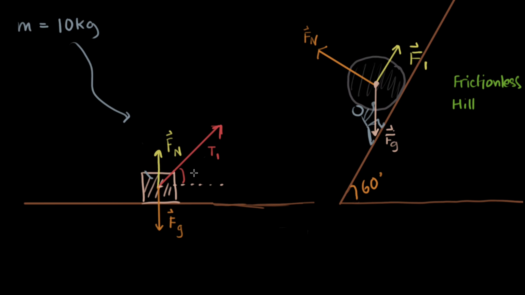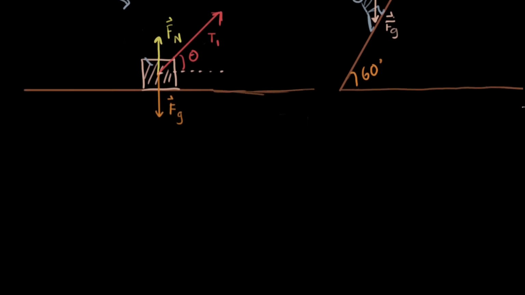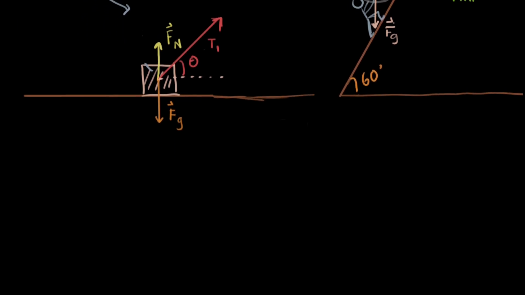Let me draw a thing here, and it is at an angle of, say, theta. Let's make it a bit generalized. And it is pulling, but the block is not moving, it's still at rest. And you know what it means to be at rest, that it has no acceleration, right?